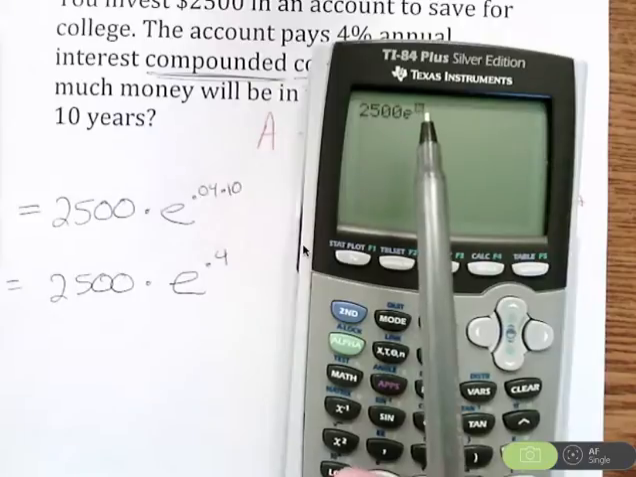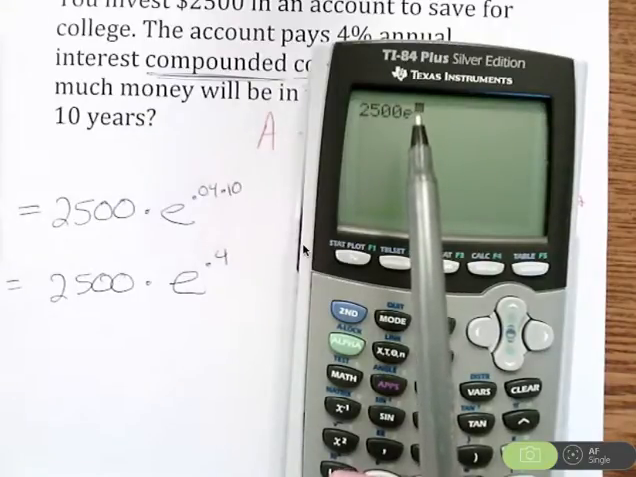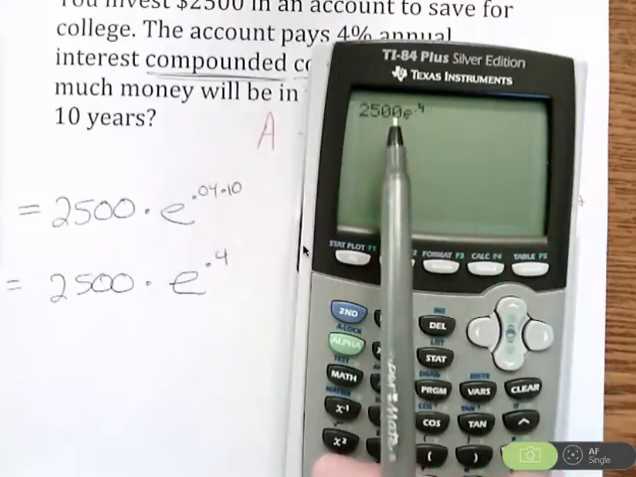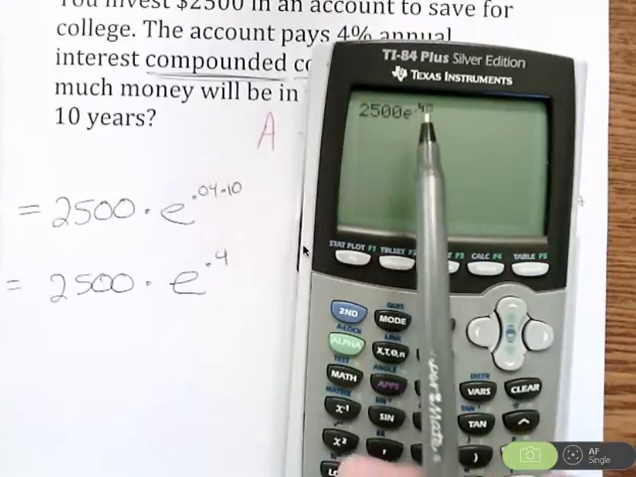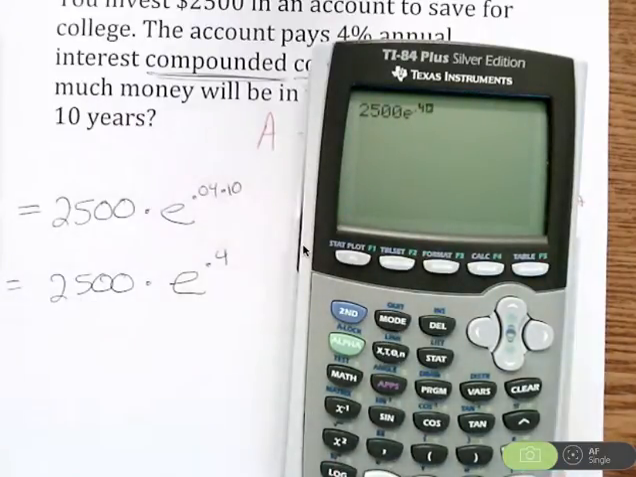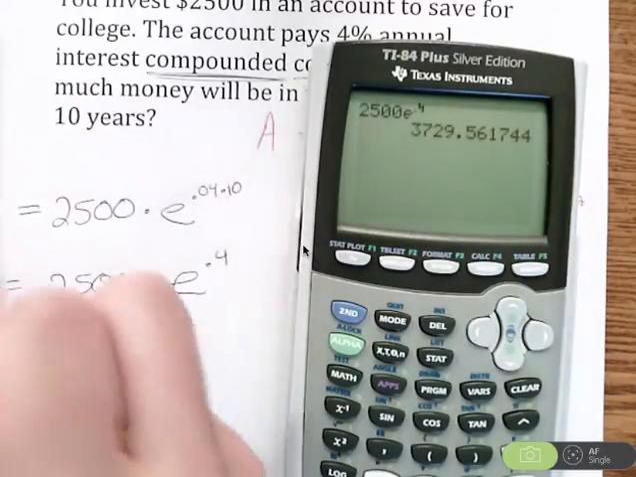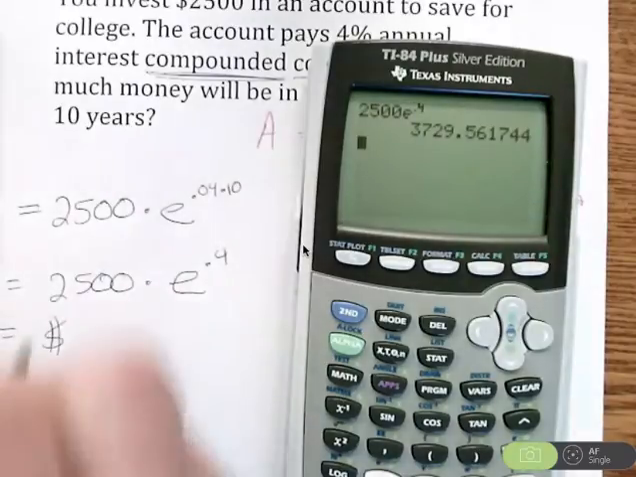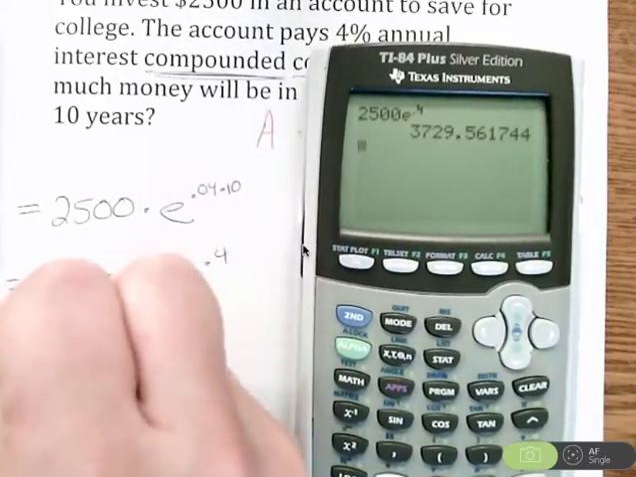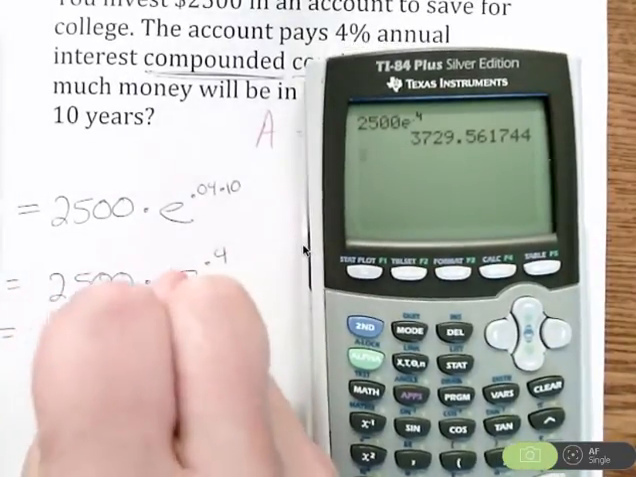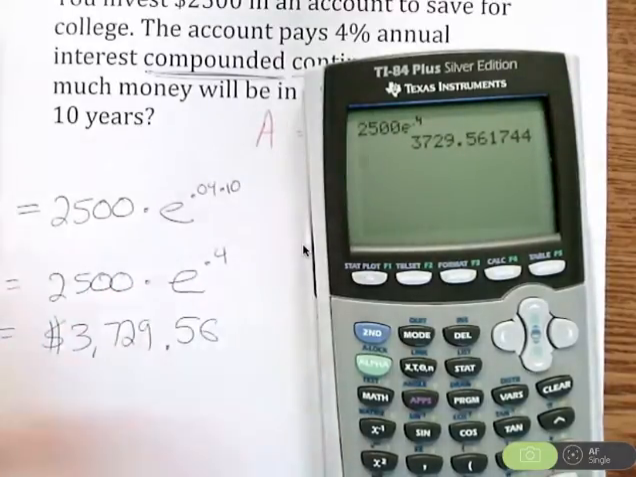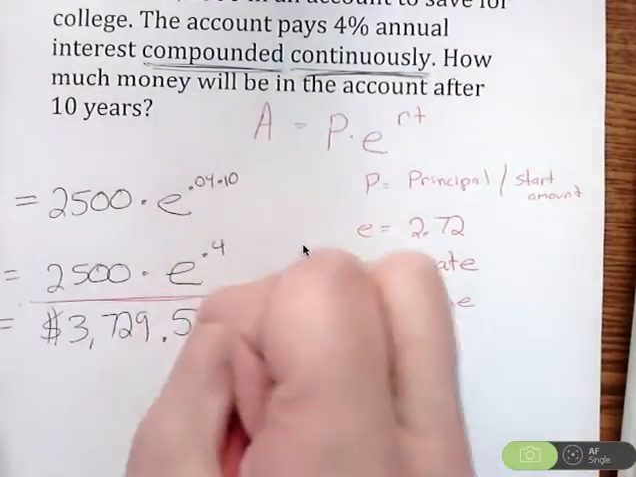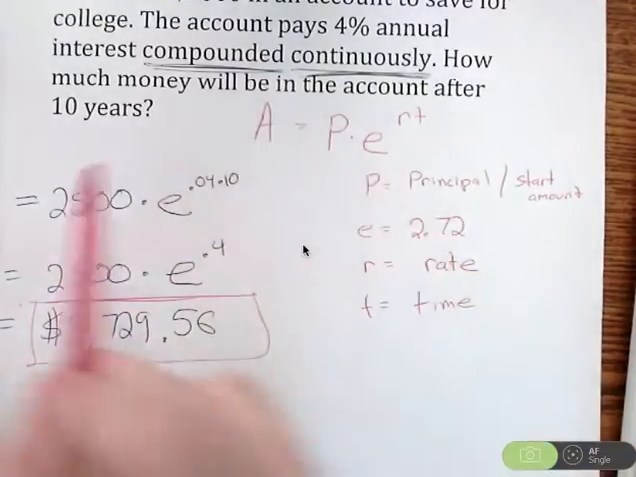2,500 e, and then my calculator has a space because I'm now in the exponent. For my exponent, I need 0.4, so I type that in. So I have 2,500 e to the 0.4 power. That's exactly what I wanted. You hit enter, and we get, and this is money, so $3,729.56. And that would be how much is in my account after 10 years.